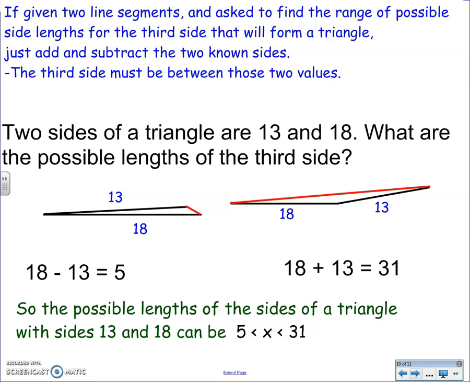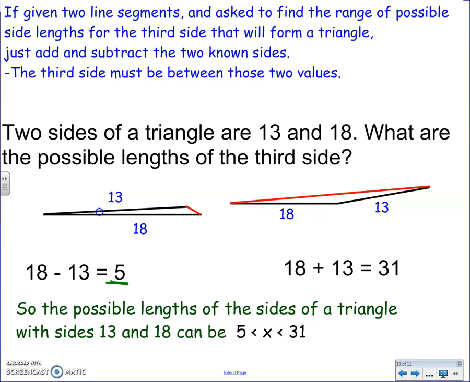So 2 sides of a triangle are 13 and 18. What are the possible lengths of the third side? So we don't know the angle. Maybe the angle's so small, 13 and 18 are so close that the third side can be small. You see that? So that's why you're going to subtract. You do the biggest number first. So 18 minus 13 is 5. That's a very important number.